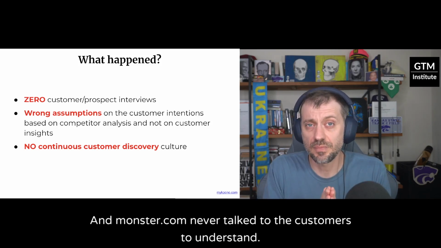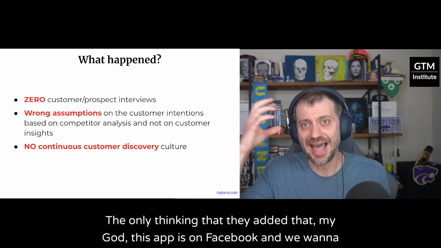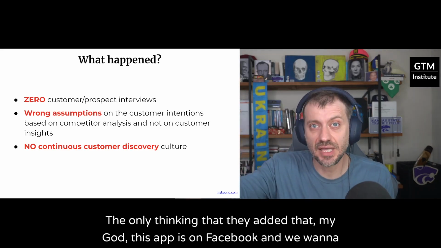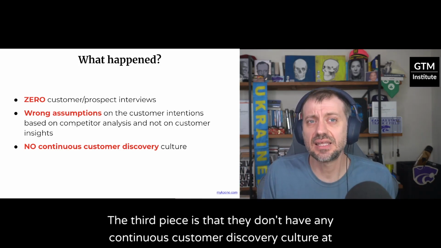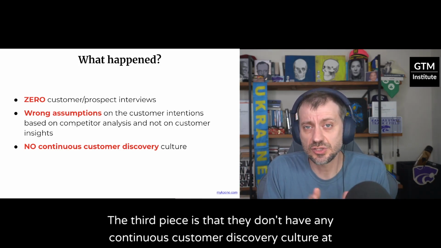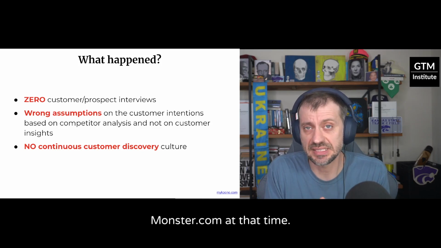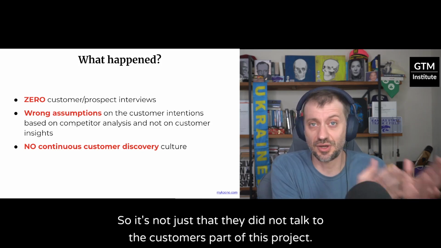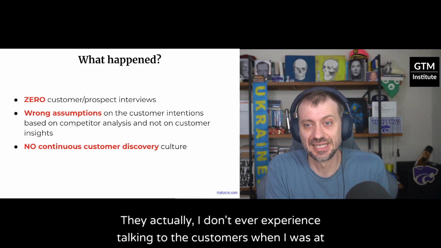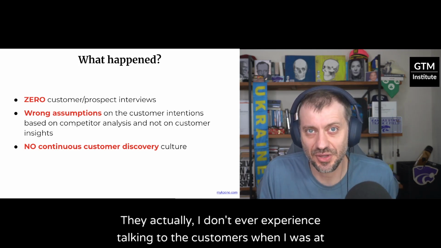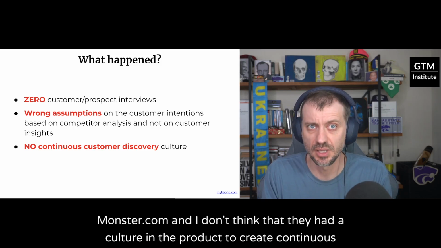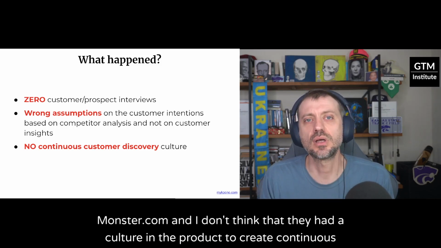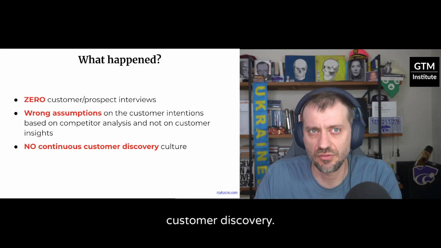And Monster.com never talked to the customers to understand. The only thinking they had is, oh my God, this app is on Facebook and we want to build a competitor. The third piece is that they didn't have any continuous customer discovery culture at Monster.com at that time. It's not just that they did not talk to customers as part of this project. I don't ever remember talking to customers when I was at Monster.com, and I don't think they had a culture in the product of continuous customer discovery.